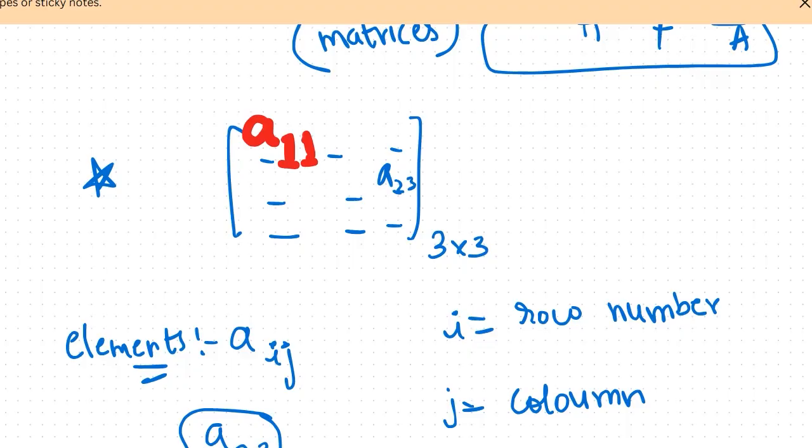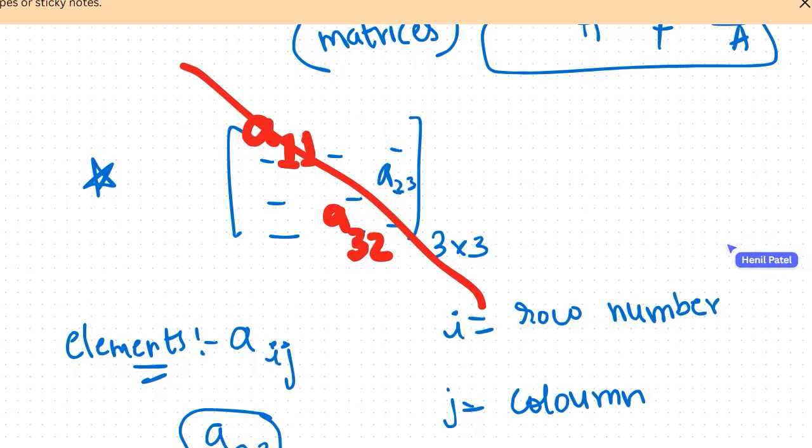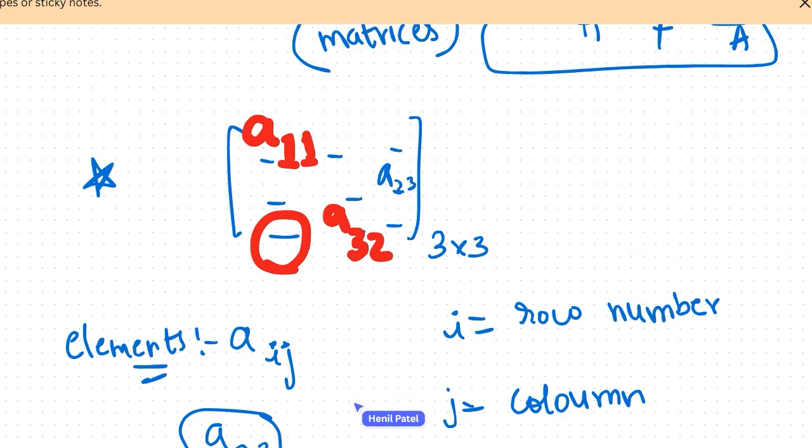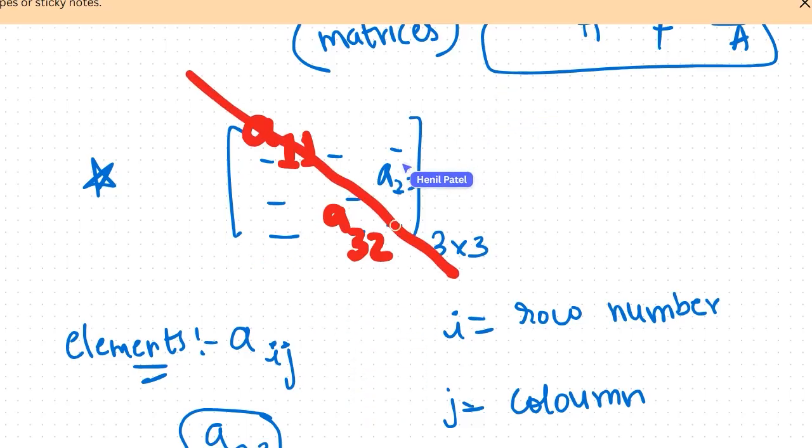So like that you can fill the matrix. Can you guess what will be this? A32. Along this diagonal there is a symmetry pattern: 23 becomes 32. It is not the inverse, it is a flip along this diagonal.